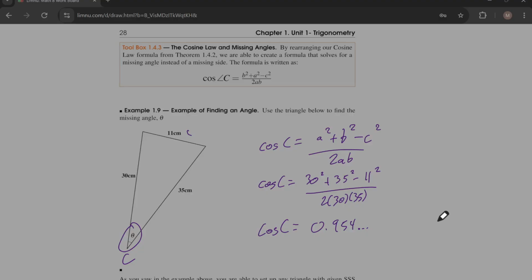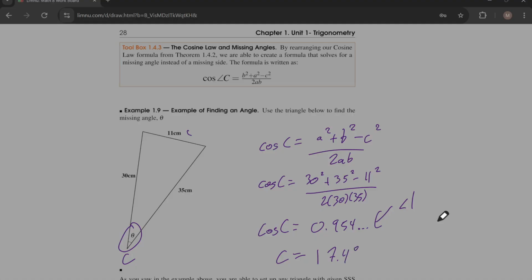0.954 and some change. Remember, this value must be less than 1. If this is not less than 1, it's not going to work. It's impossible. That's just an example of a triangle that couldn't exist as given. So I made sure I didn't put any of those on my notes. Once I want to find actually angle C, what I do is use arc cosine, the second function cosine of my answer. And that gives me an angle of 17.4 degrees.